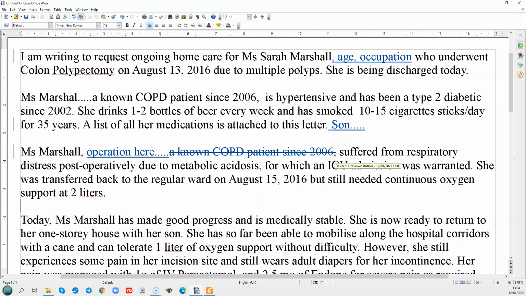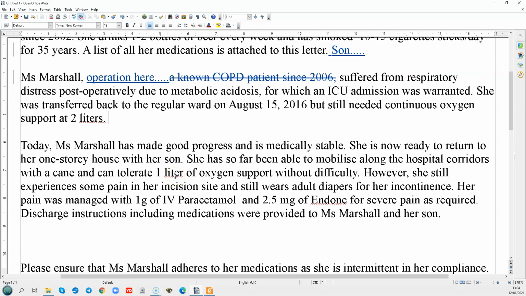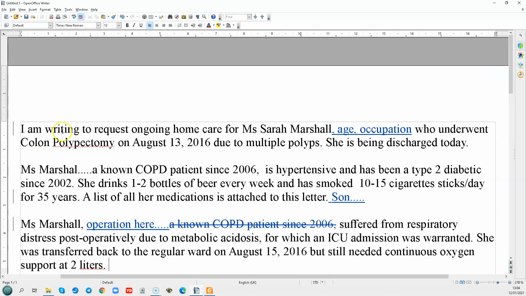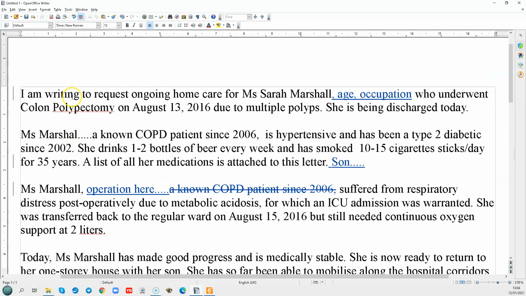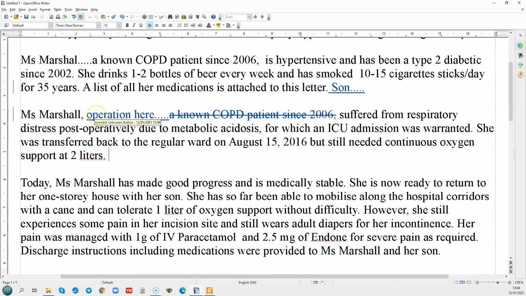Operation was successful, however, respiratory distress post-operatively. Okay, so again, we've got that logical flow. Purpose, medical history, social background, all the stuff. She was with a son. Okay, she was admitted, operation, but afterwards she had to do this.